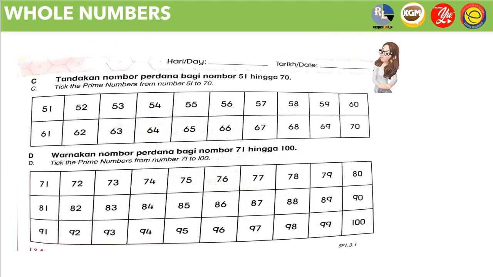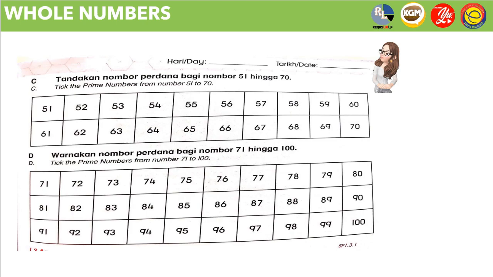All right, this question is on prime numbers again. Take the prime numbers from number 51 to 70. I'm going to circle them. Don't forget, prime numbers are numbers that can be divided only by 1 and by itself. And it starts from number 2. The only even number that is a prime number is 2. The rest of the prime numbers are odd numbers.